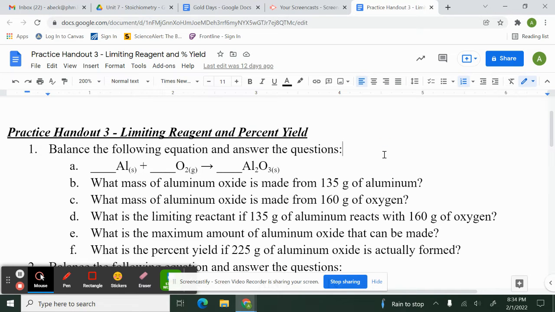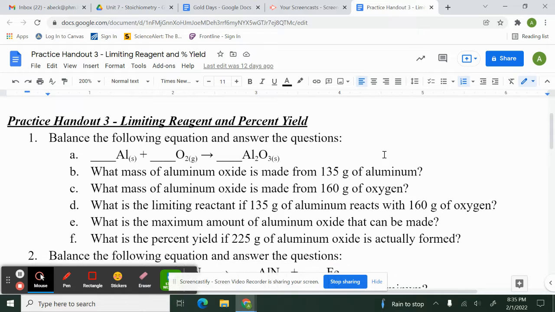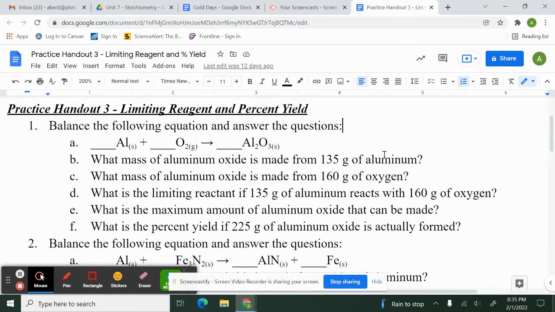All right, guys, let's take a look at practice handout 3, which is on Canvas. Question number 1. You're going to have to follow along, because after we walk through all these questions, I'm going to jump to the answer key. So this is going to take a minute.